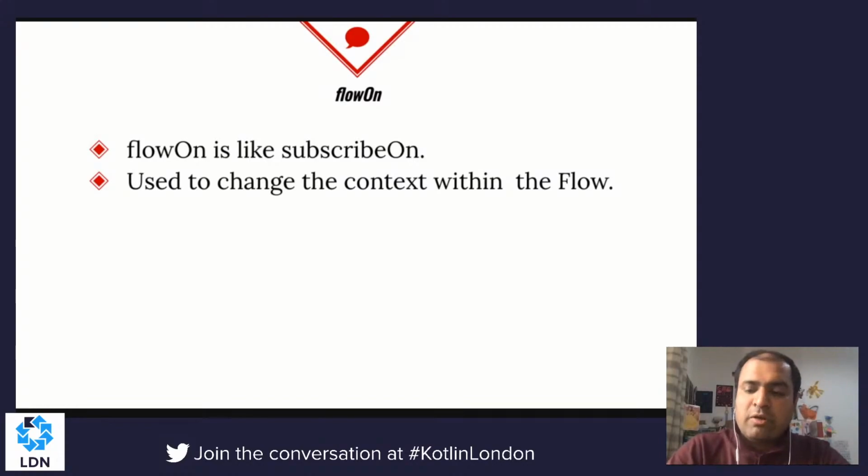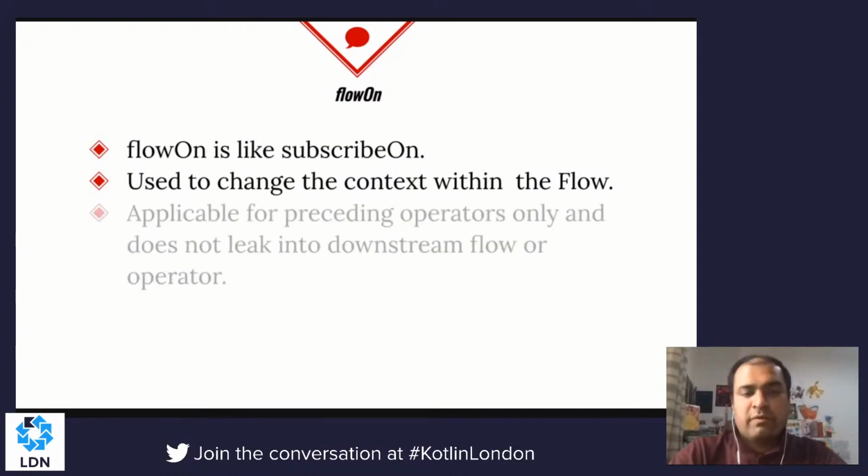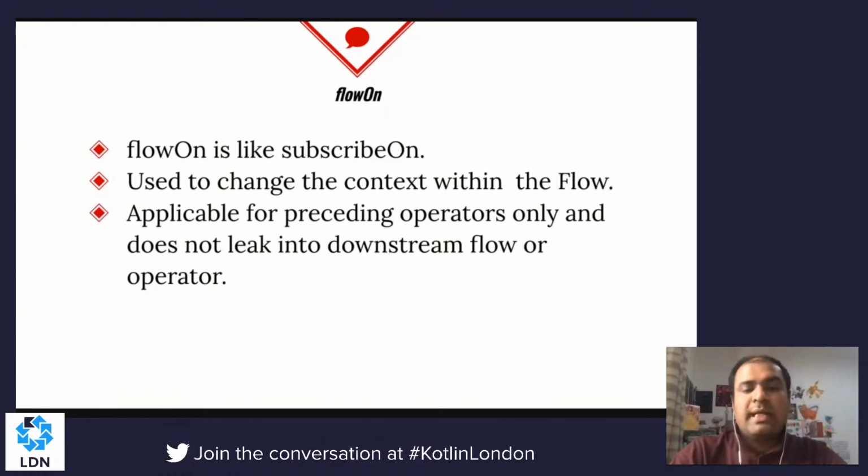By default, your flow will run in your coroutine context. But if you want to switch the context in between, while your flow or collection is happening, you can use the flowOn function to switch it. The main thing to remember is that flowOn will only be applicable to its preceding operators. Anything below the flowOn operator won't be affected by the context you pass in flowOn.